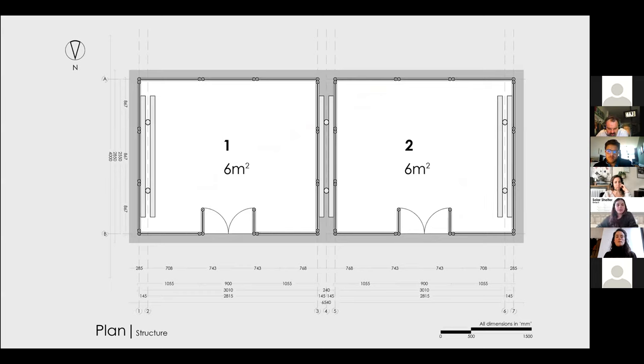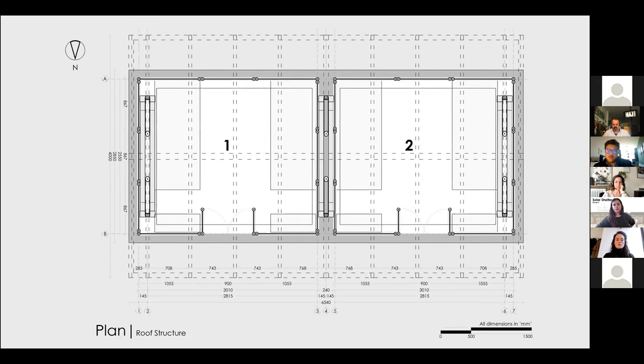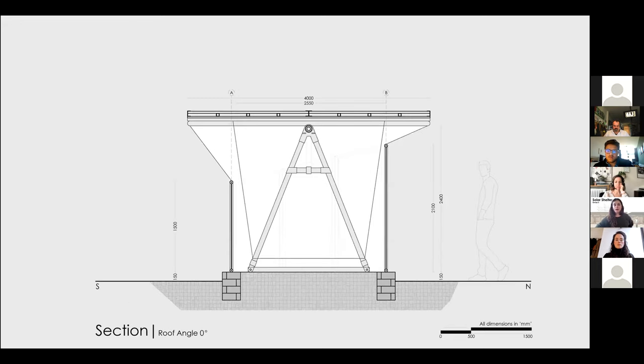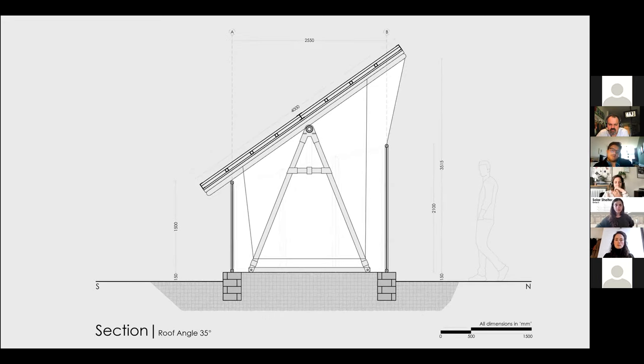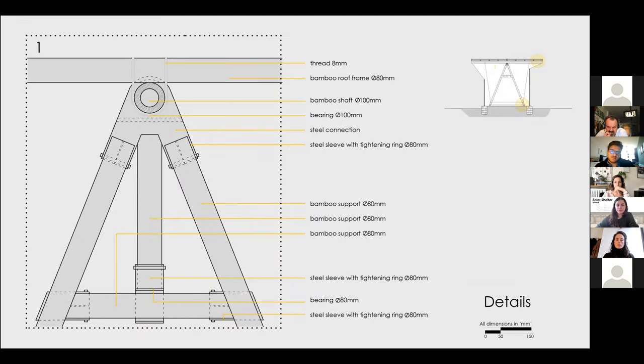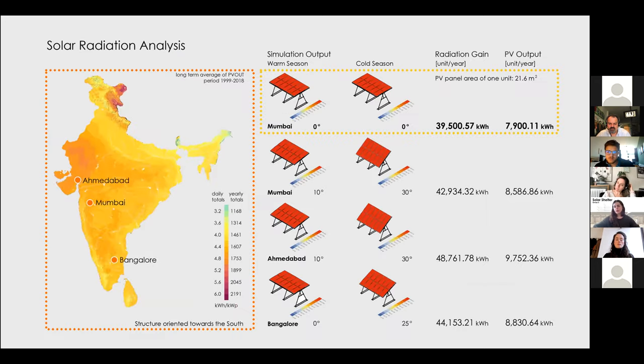This is the final product. A few words about it: it consists of two units, each of them 6 square meters. Each unit can accommodate 2 persons, and it is mainly used for sleeping and storage of personal items. The roof above not only protects from the weather conditions, but also collects solar energy. And it varies in angle depending on the location and the time of the year from 0 to 35 degrees. Specific parts of the structure have been explored further since our aim was to connect lightweight materials with strong joinery. To delve deeper into the details, please look up our complete report. The efficiency of our project is evaluated regarding the location, the radiation gain per year, and the PV output per year and per unit.